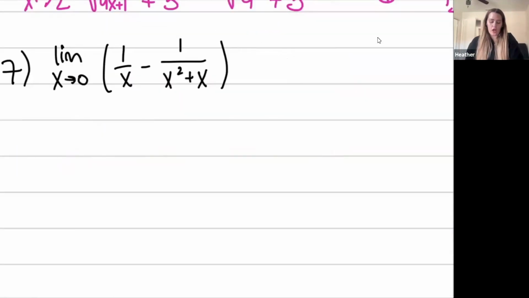Okay, moving right along. So this one here, once again, I cannot do direct substitution, right? If I plug in the 0 there, I'll get 1 over 0, which I can't have. So what I'm going to do is I'm going to try to combine these two fractions into 1.